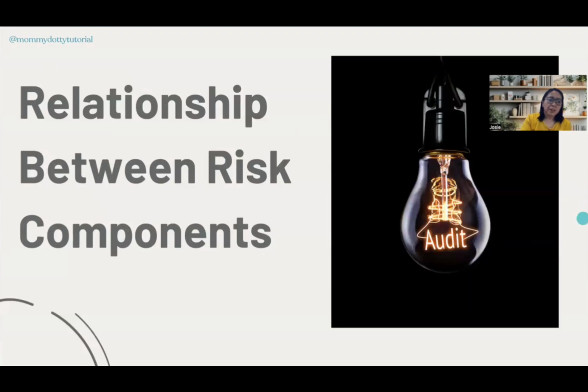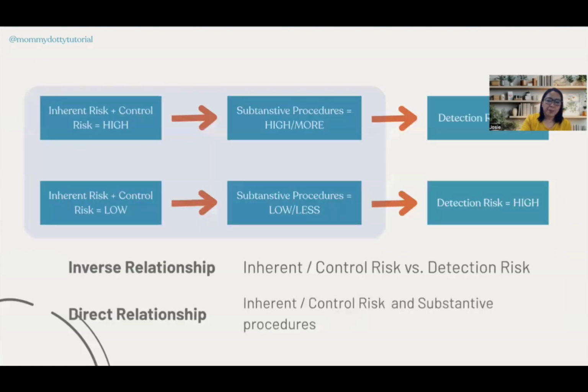So now let's go to the relationship between risk components. Okay. This is where the magic happens and where the audit risk model becomes truly powerful as a planning tool. There's a critical inverse relationship. Remember the word inverse relationship. Between the combined assessment of inherent risk and control risk and the level of detection risk that the auditor can accept. So here's how it works.